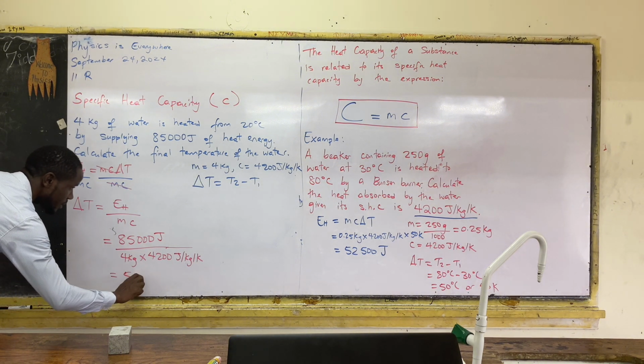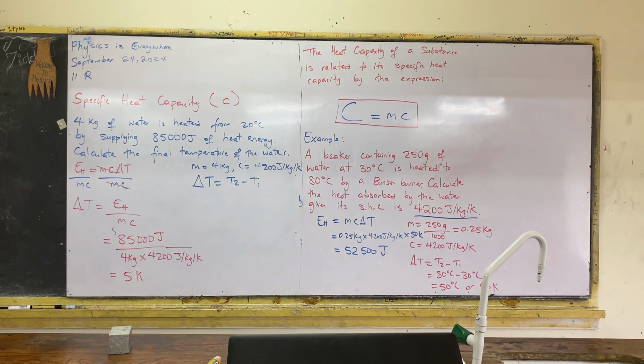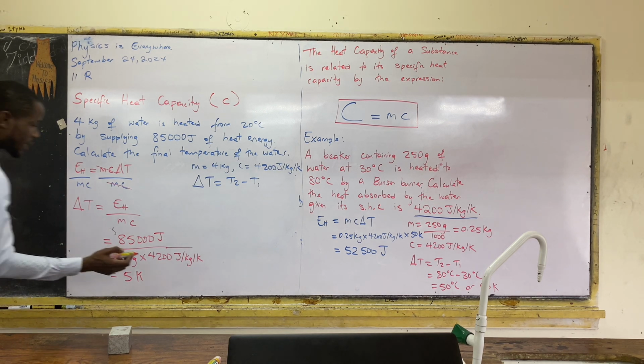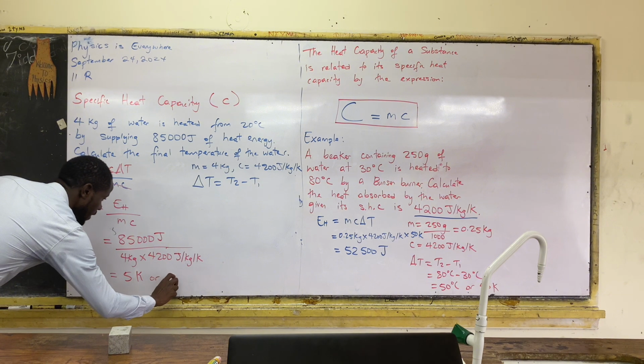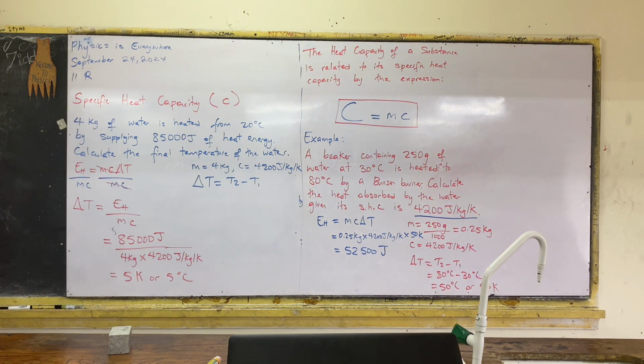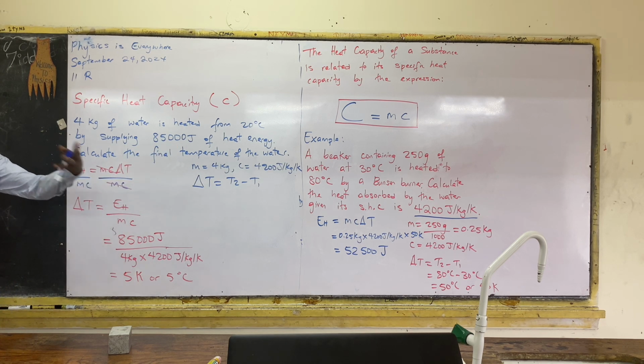So we're going to say 5 Kelvin, or we could say 5 degrees Celsius, because again, it's change in temperature. So 5 degrees Celsius. Again, I was just worried about the small value right here and the energy change.